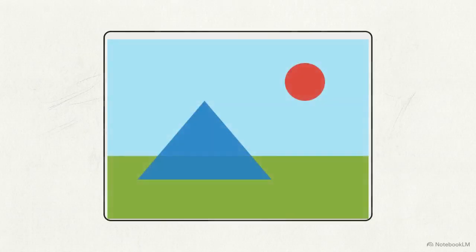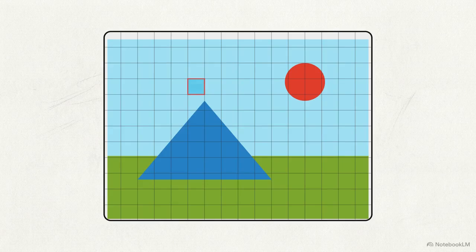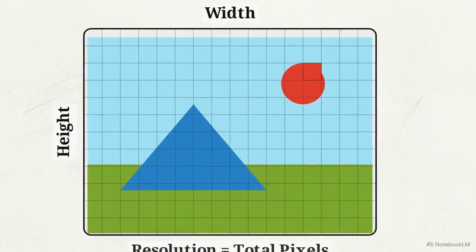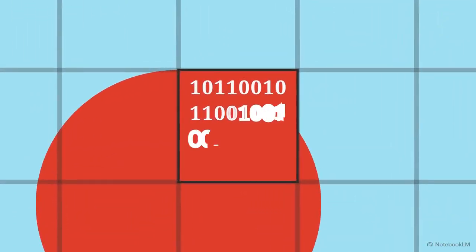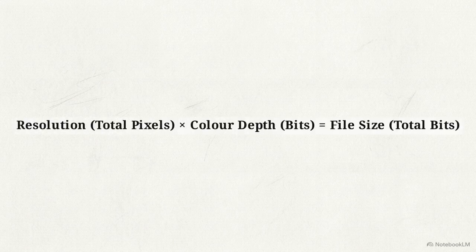To capture a visual, a computer drops a 2-dimensional grid over a picture. It breaks the entire image down into individual uniform squares called pixels. The total number of these squares is the image resolution. Every single pixel has to be assigned a color. Color depth is the term for how the computer allocates a specific number of bits to represent the exact shade of that one square. To figure out how much storage space an image will take up, you multiply those two concepts together. The image file size formula is image resolution in pixels multiplied by color depth in bits.